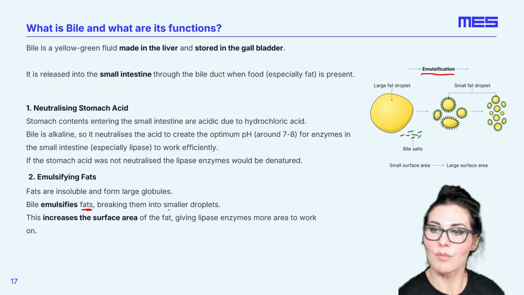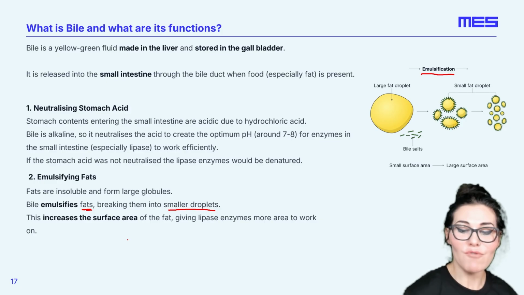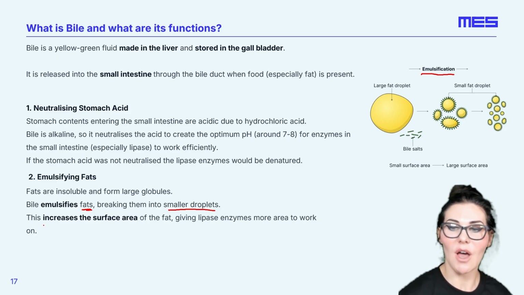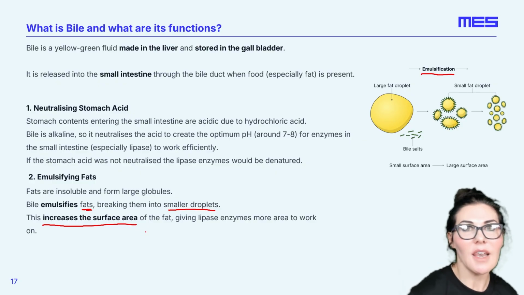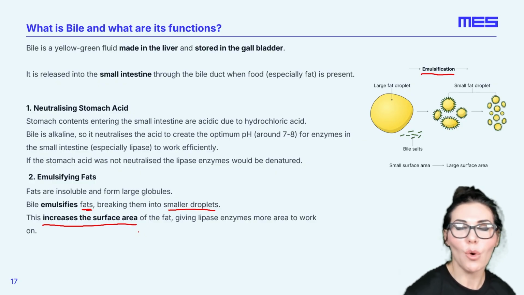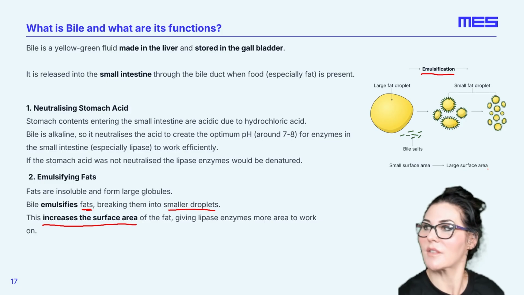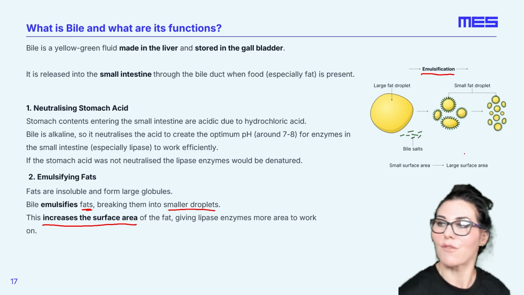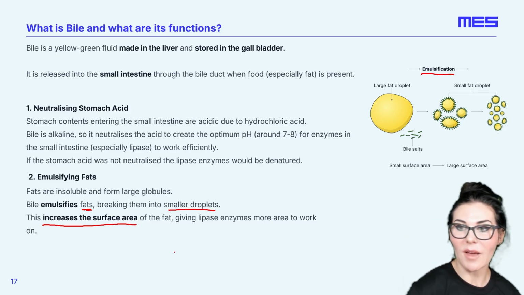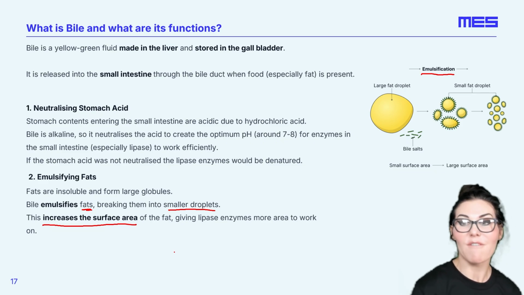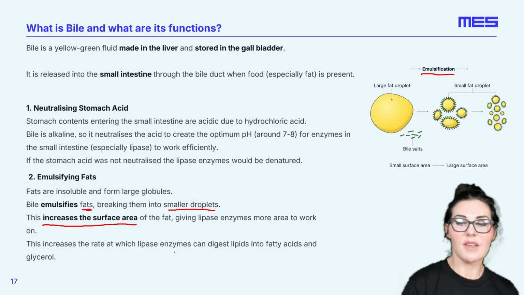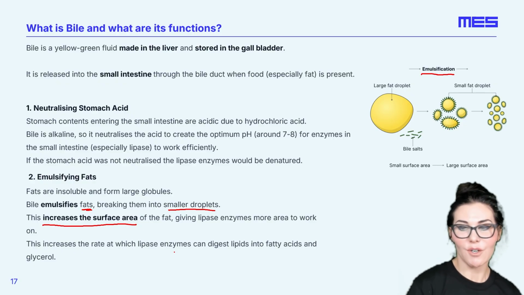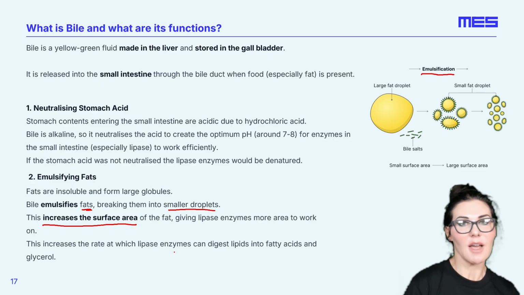fats into smaller droplets. Now that is a really, really important thing because that overall increases the surface area of the fat, enabling the lipase enzyme to work more quickly. If there's more surface on these smaller fat droplets available for the enzyme lipase, then fat digestion is going to be faster. To summarise that, it increases the rate at which the lipase enzyme digests lipids into fatty acids and glycerol.